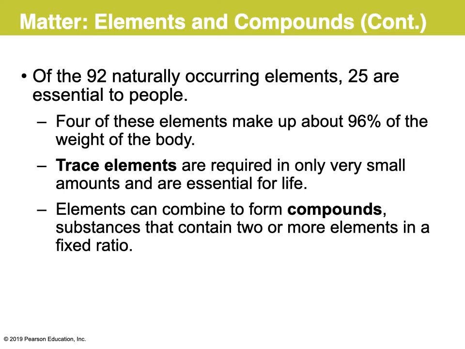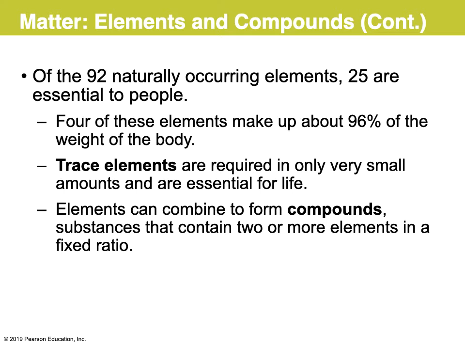Of the 92 naturally occurring elements, 25 are essential to people. 4 of those 25 make up about 96% of the weight of the body. Some of these are called trace elements, and these are things required in only very small amounts. The term trace refers to trace amounts, small amounts, but they are still essential for life.